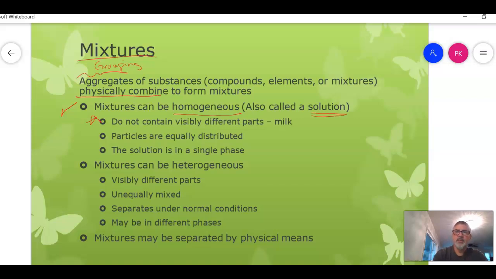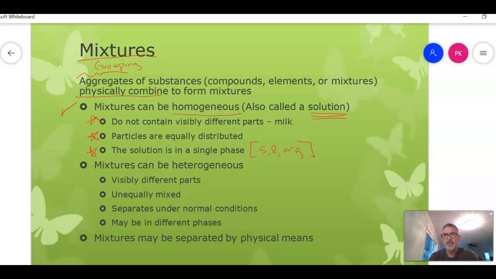So make sure you are aware of this because we use solutions a lot in chemistry. So think about homogeneous. Do not contain visibly different parts. Parts are equally distributed. So if I have a cup of milk, at the top of it I have the same amount of protein as I do at the bottom. All right, so it's equally distributed, and it has to be in a single phase. Phase means solid, liquid, or gas.